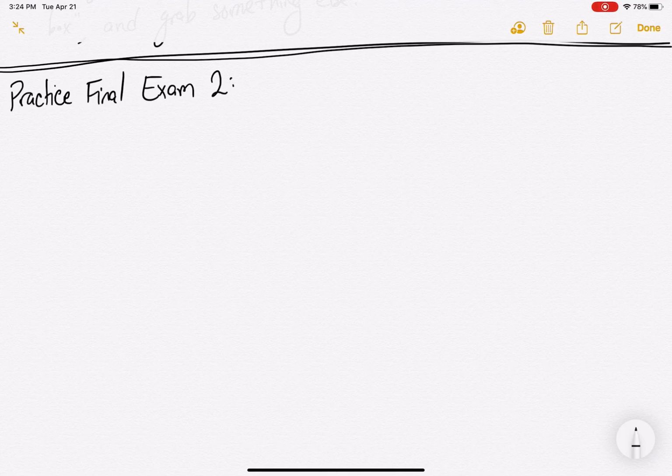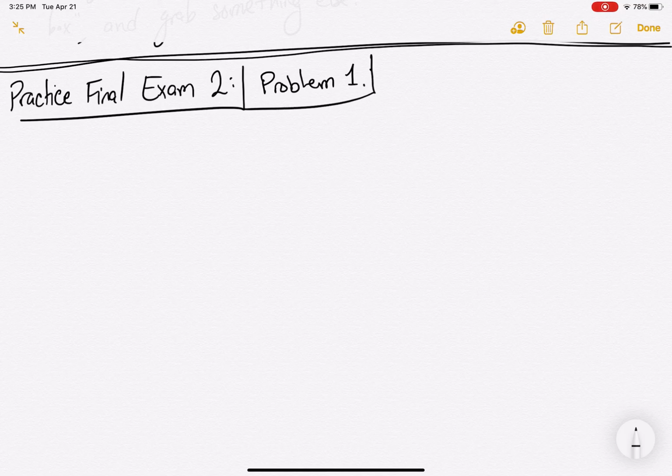Okay, let's actually work with practice final exam 2. And of course, just like before, we're going to go through the first 4 problems. Problem 1. Problem 1 mimics practice final exam 1 very similarly. It has question 1 here. Wants you to find d/dx of h of g of x squared.